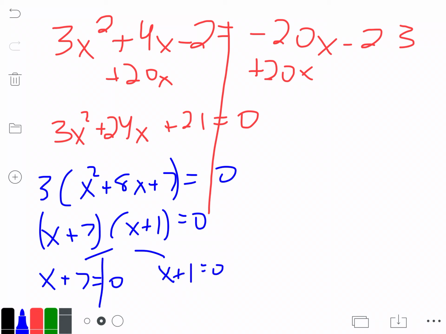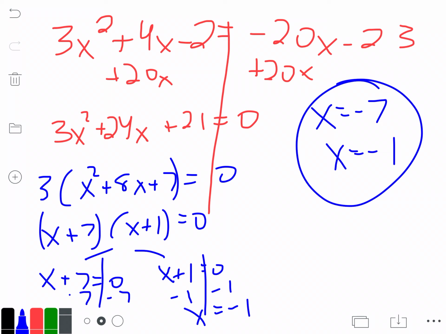And then when you solve, we're going to subtract 7. So x equals negative 7. Here we're going to minus 1, x equals negative 1. So we have x equals negative 7 and x equals negative 1. Now what we're going to have to do is plug this into our linear equation, the y equals negative 20x plus 23, and that way we can actually solve for our y's. So x is negative 7, x is negative 1.